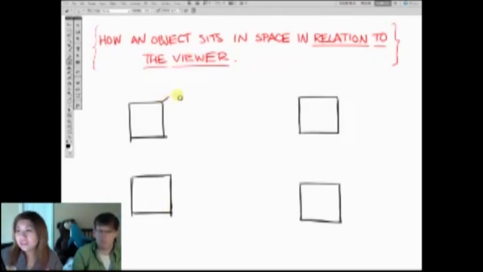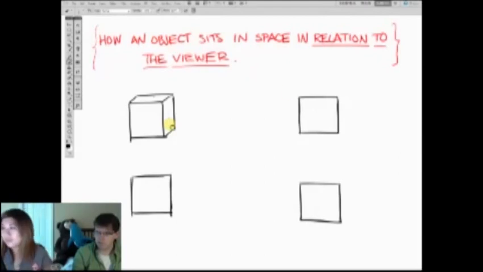So if I extend my box out this way, this means I can see the top and the left side of the box, meaning the box is positioned below me to my left. And in the same case, if I extend this side out and close it off here, then I can see the right side of the box, I can see the bottom of the box. The box is on my upper right.